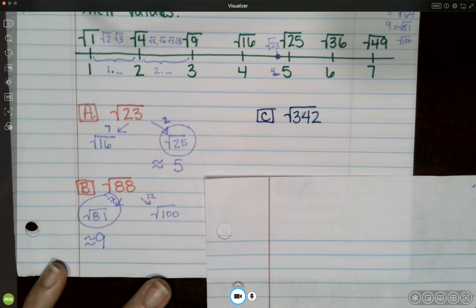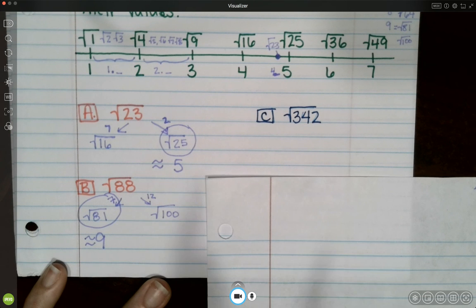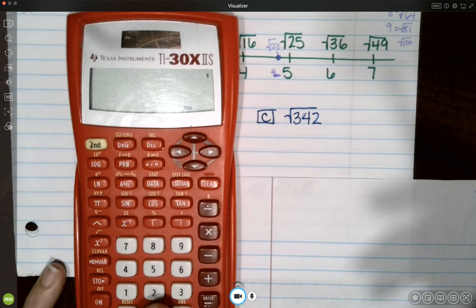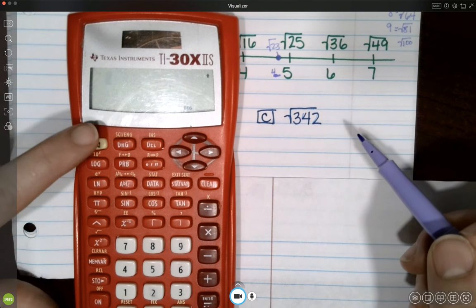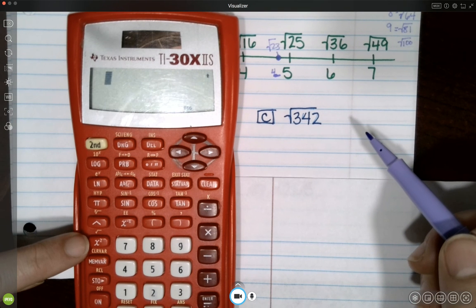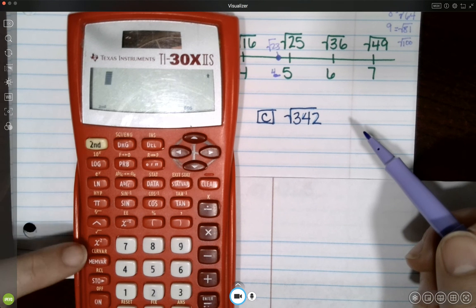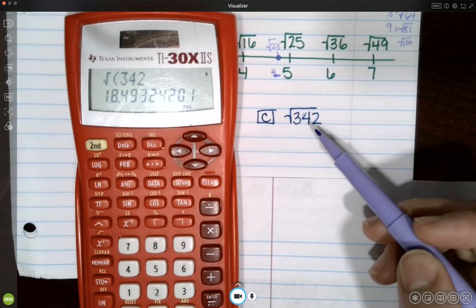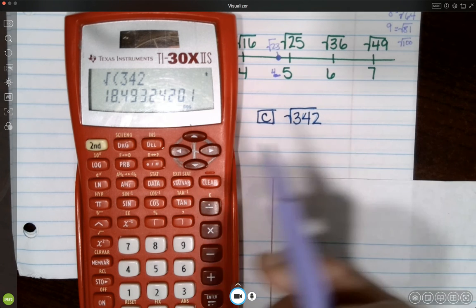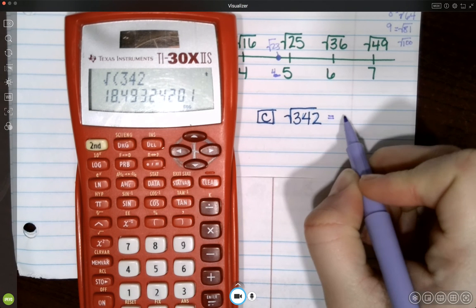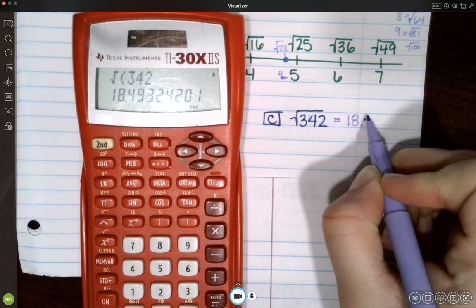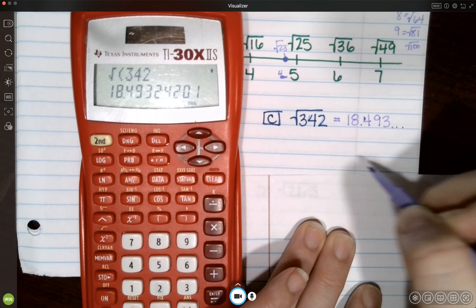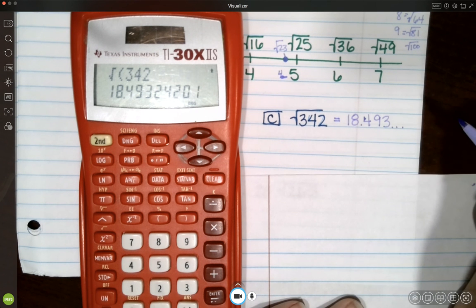Sometimes, though, the rational approximations that we're dealing with are big numbers, and my number line doesn't go that high. So let's take a look using the calculator what I can do for these approximations. So first off, remember the square root is the opposite of squared. So we're going to type in second square root, and we're going to type in 342. All right, so my calculator displays all of this information. So I'm going to go ahead and put equals, and I'm going to put 18.493... because there are more digits. And then it's going to be whatever they're going to ask me to.